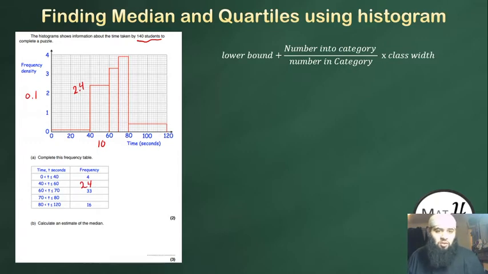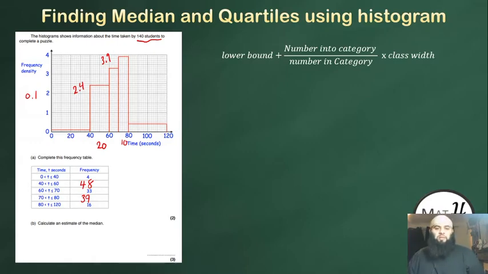So this one over here, 70 to 80, that's 10. Actually, that's a mistake. It should be 20. 20 times this should give us 48. Okay, so this one is 10, and the height of this is 3.9. So 10 times 3.9 gives us 39. Okay, so we complete the table and it says calculate the estimate of the median.